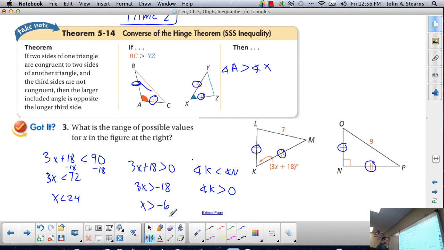Okay, so our possible range of values. Here's our low end, here's our high end. In inequality form, that'll look like this: negative 6 is less than x, which is less than 24. So negative 6 to 24 is our possible range of values.